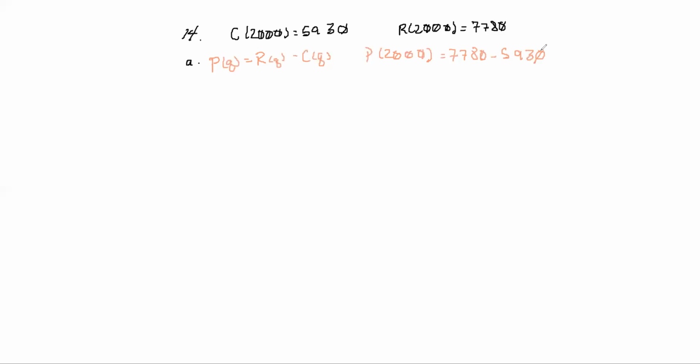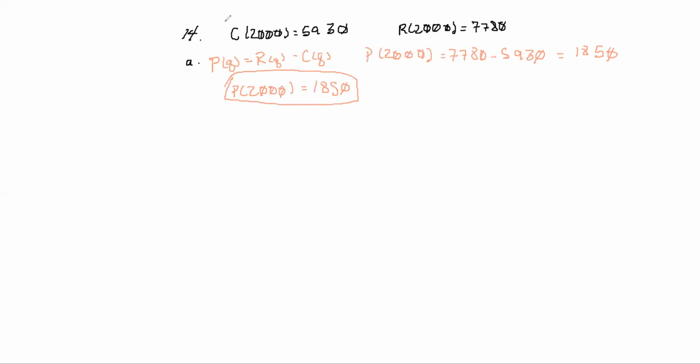Get a calculator. All right. So this is going to be 18.50. So P of 2,000. So if I make 2,000 units or 2,000 liters of this chemical, I'm going to make $1,850.